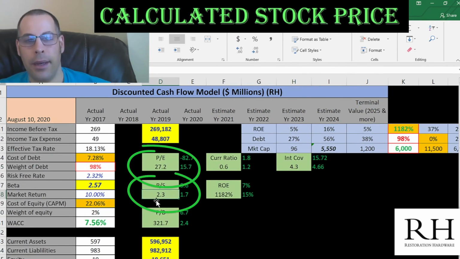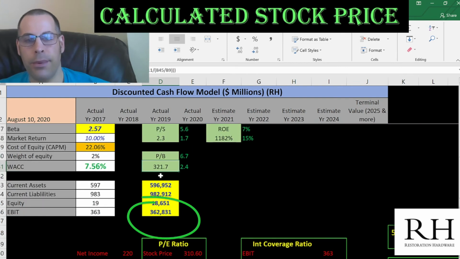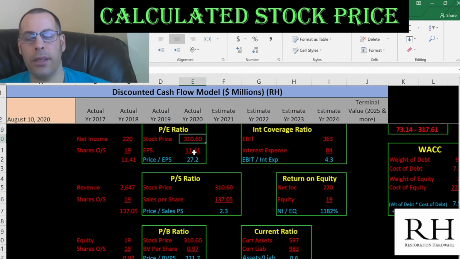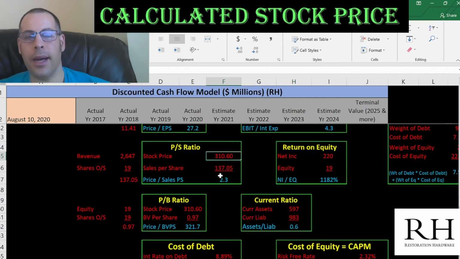Bad PE, a good price to sales, and a really bad price to book. PE is stock price over earnings per share. Earnings per share is net income over shares outstanding. Their PE of 27, I like to see below 15. This indicates investors are willing to pay $27 for $1 of earnings. Price of sales is stock price over sales per share. Sales per share is revenue over shares outstanding. They have a price of sales of 2.3. I like to see below 2.5. This indicates investors are willing to pay $2.30 for $1 of revenue.